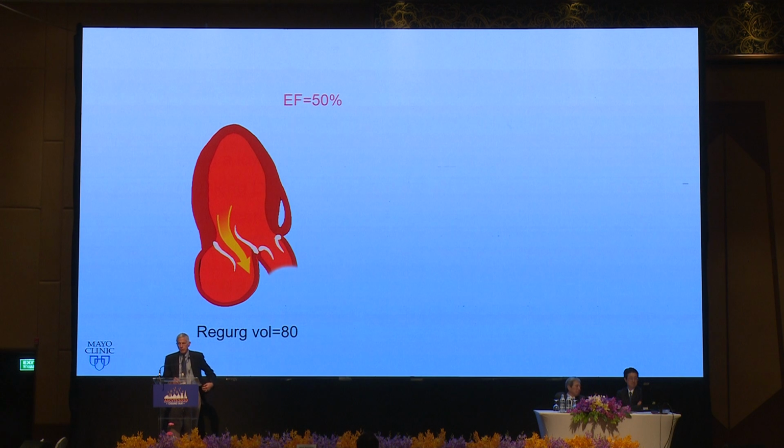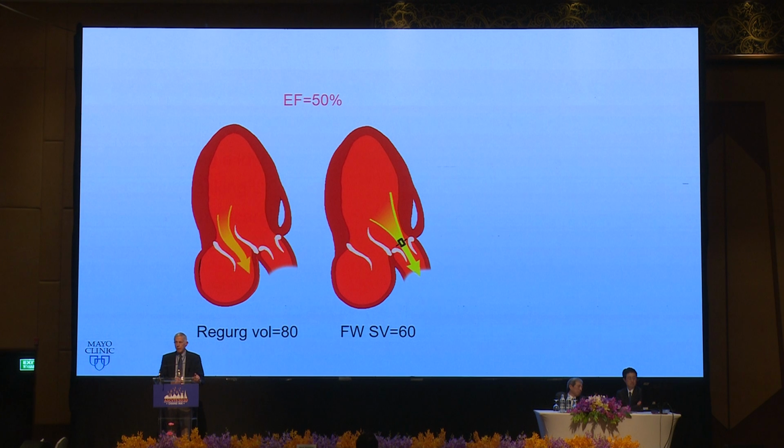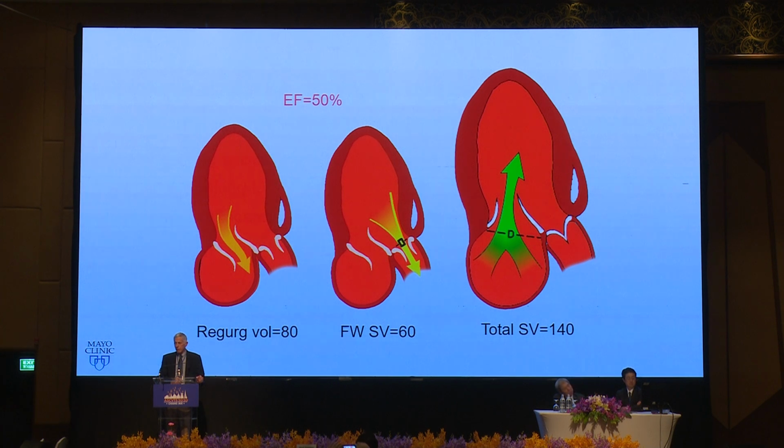Let's take a patient, and I changed the numbers here just a little bit to make the math easier, but ejection fraction 50%, preoperatively has severe regurgitation with a regurgitant volume of 80, and now that patient walks into your office, so the patient has a forward stroke volume of 60, right? That gives the patient a total stroke volume of 140. We said that the ejection fraction is 50%, right? That means that you have an end-systolic volume of 280.